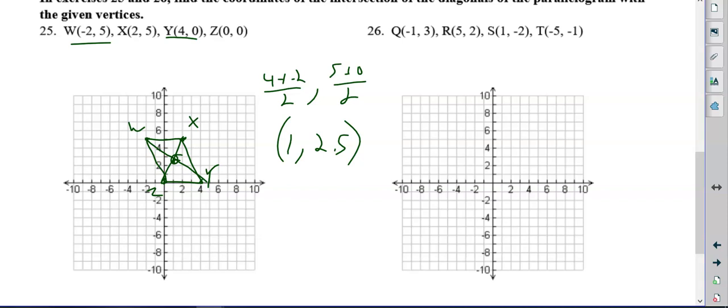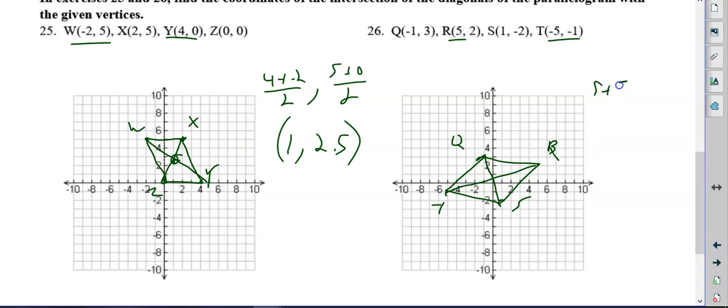All right, same idea. Negative 1, 3. That's Q. 5, 2. R, 1, negative 2, S, and negative 5, negative 1, T. Okay, so the midpoint is going to be somewhere around there. So again, you pick either 2 points, Q and S, or T and R. I'll take T and R this time.